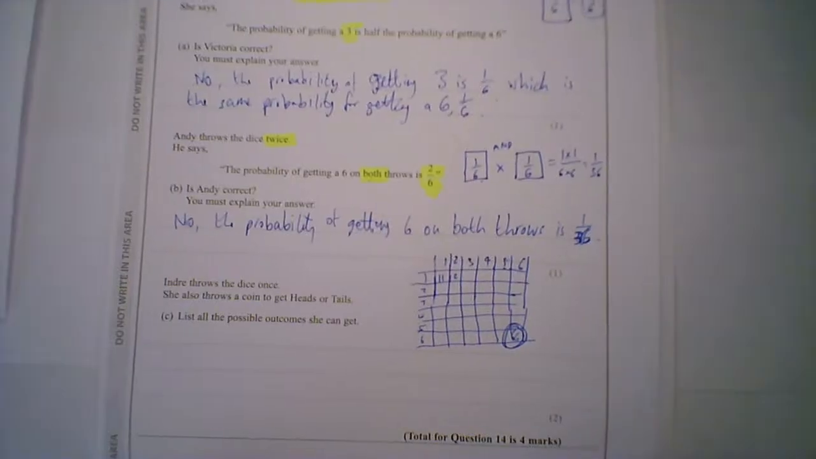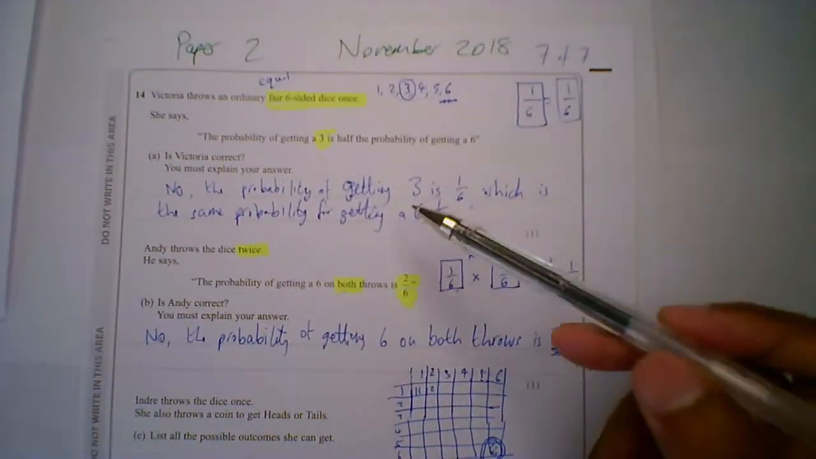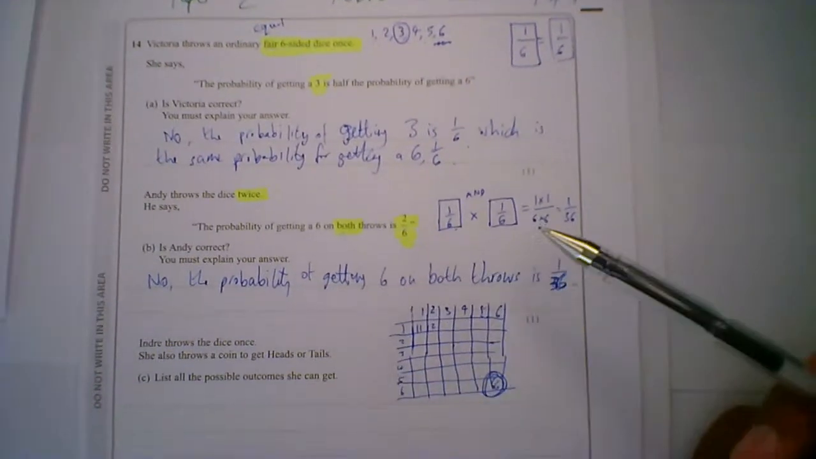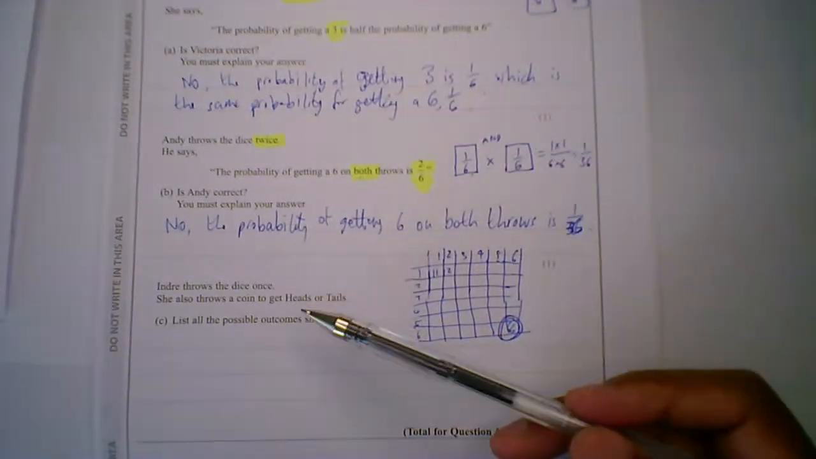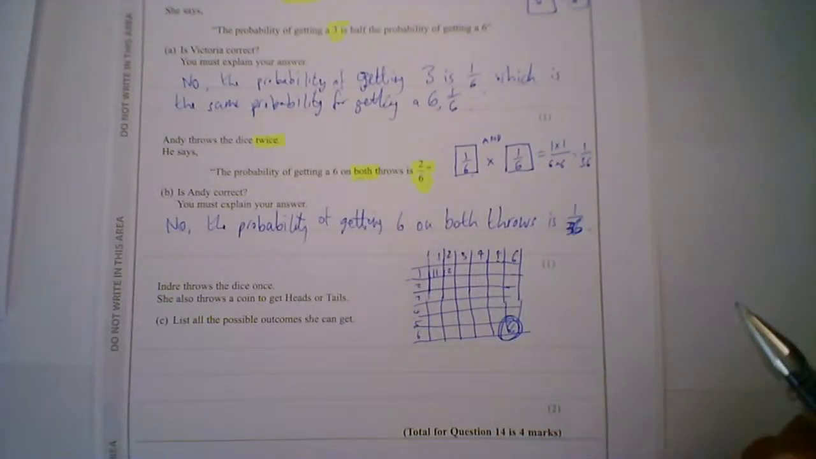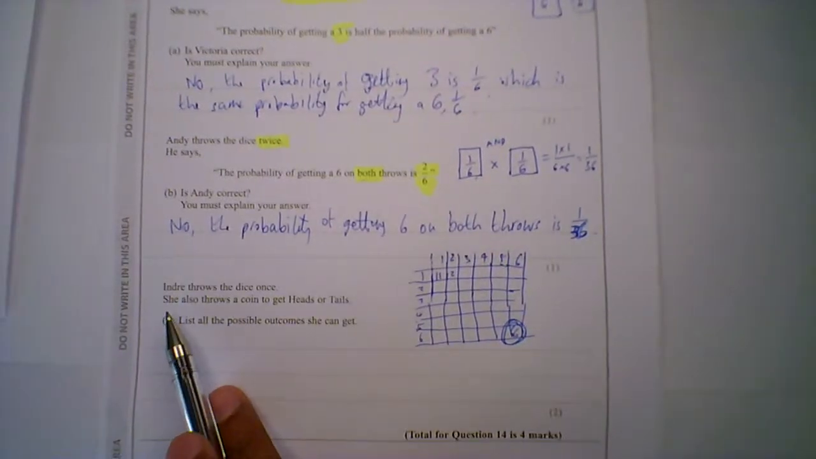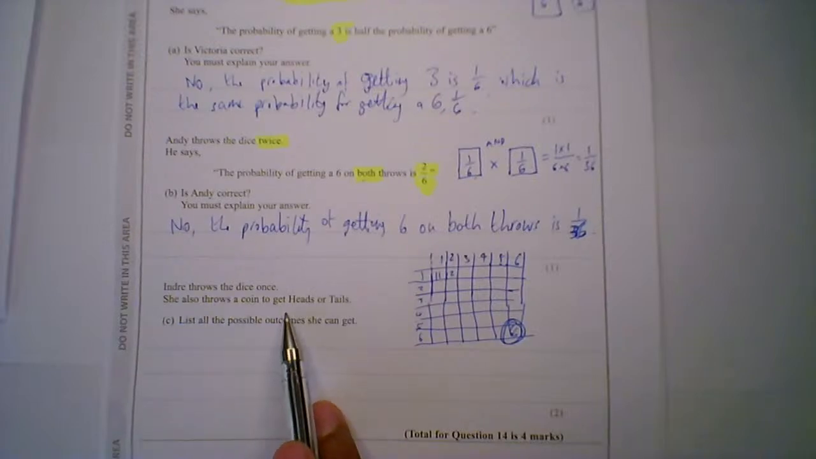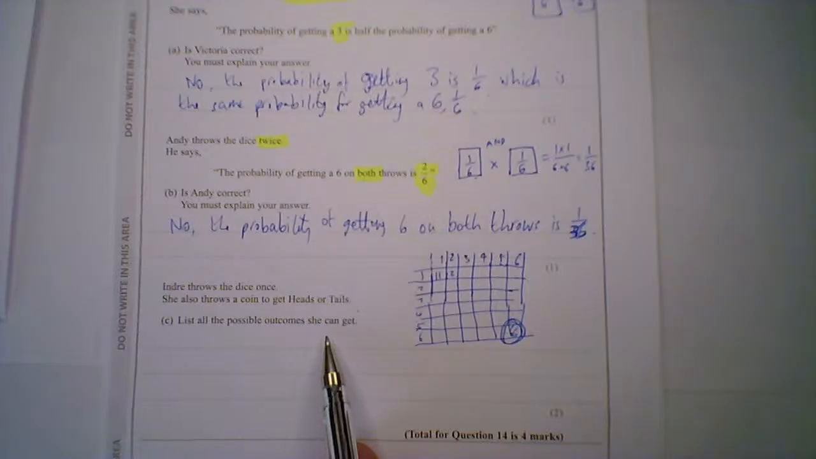Right, let's go into the last part. These two parts were not in any way linked or similar to the other questions we've done, but part C is. In an exam, sometimes you have to read all of the questions and make sure you are getting an idea of how to do it and not skipping things. Now, the last one: Indre throws the dice once. She also throws a coin to get heads or tails. List all the possible outcomes you can get.